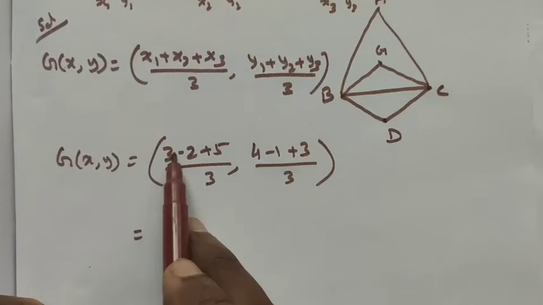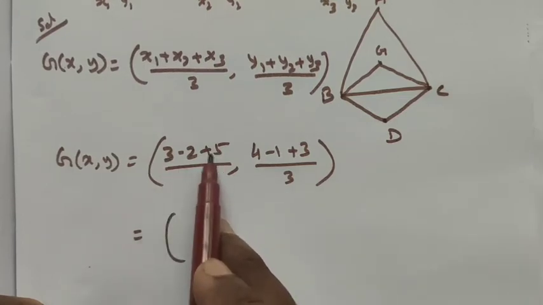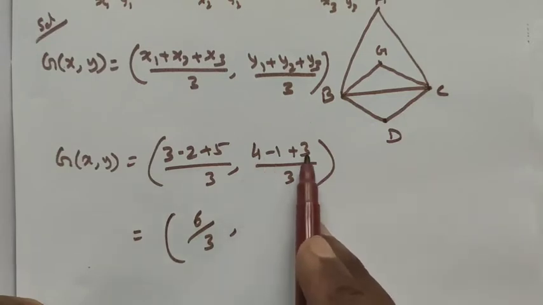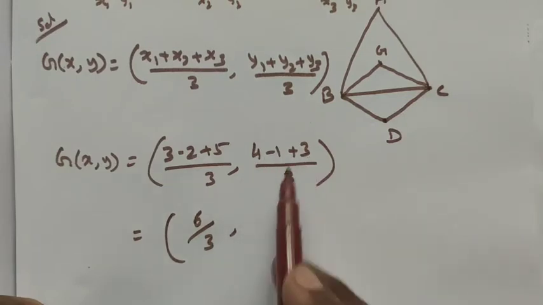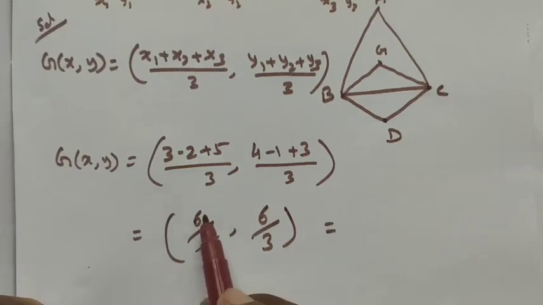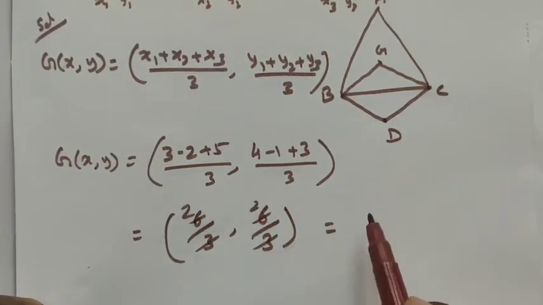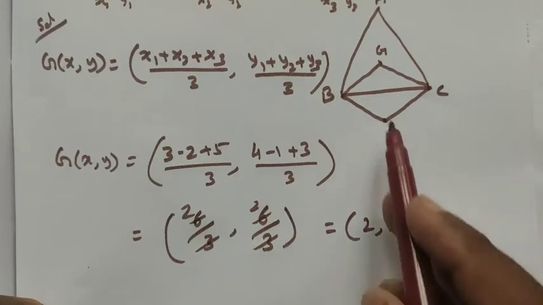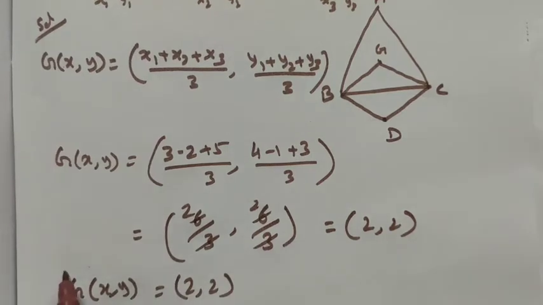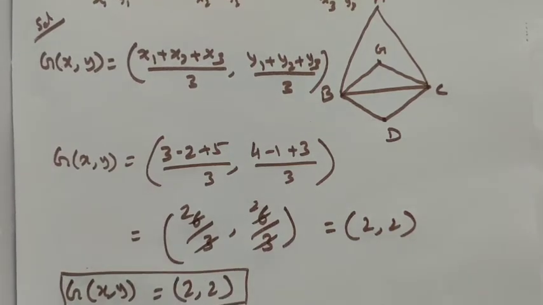Now 3 plus 5 is 8, 8 minus 2 is 6, divided by 3. 4 plus 3 is 7, 7 minus 1 is 6, divided by 3. Then 3 ones are 3, 3 twos are 6. So the centroid G of x comma y is equal to 2 comma 2. The centroid is found out.